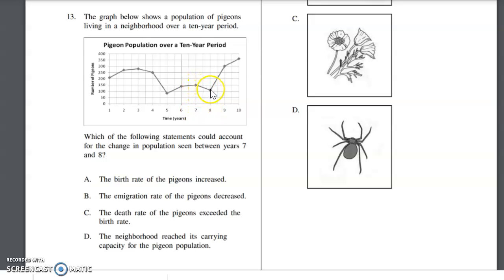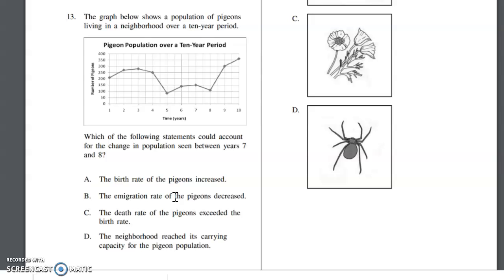The line is going down, so that means the population is decreasing. So we're looking for something that's going to make population decrease. A says the birth rate of the pigeons increased. Well, if more pigeons are being born, that would not make the population decrease. B says the immigration rate of pigeons decreased. Well, immigration starts with E, so that's the pigeons exiting. So if there's fewer pigeons leaving, then that would not decrease the population. That would cause it to increase maybe a bit.